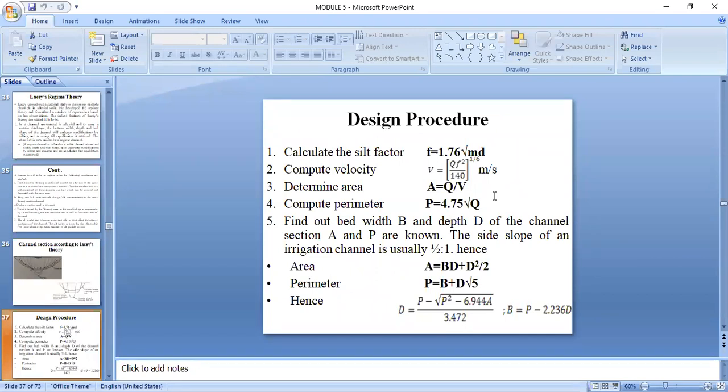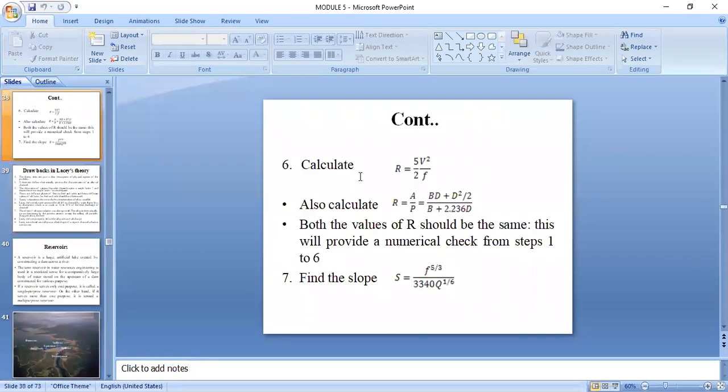The only difference is, in Kennedy's method of channel design you are going to compare the two velocities, that is critical velocity and mean velocity. If the values are the same, then the assumed trial depth is correct. In Lacey's method of channel design, instead of the mean velocity and critical velocity, we have to compare the hydraulic mean depth by using those two equations. If the hydraulic mean depths are the same, then the design procedure is correct, and finally you can calculate the longitudinal bed slope of the canal.